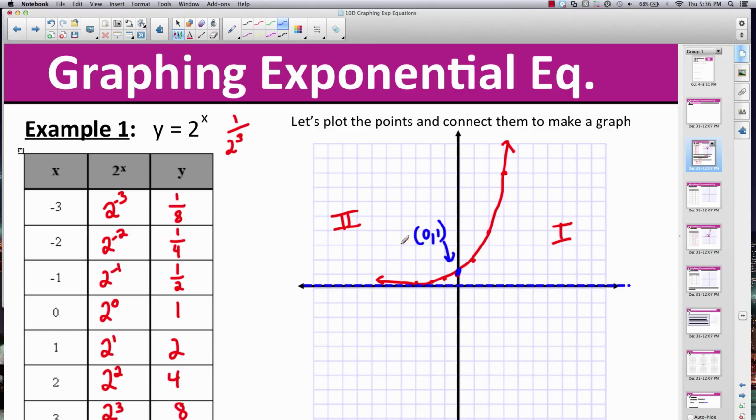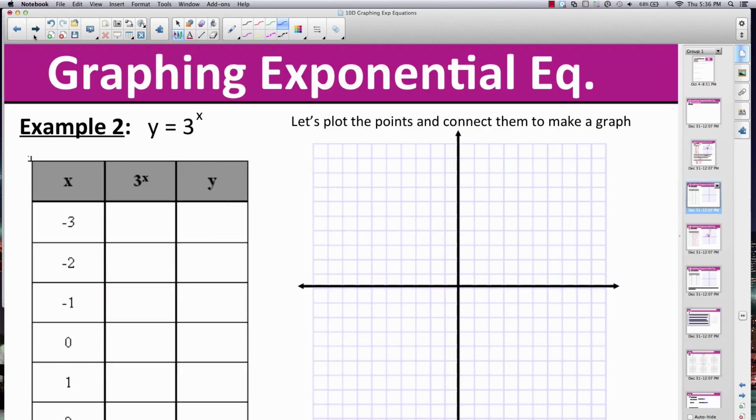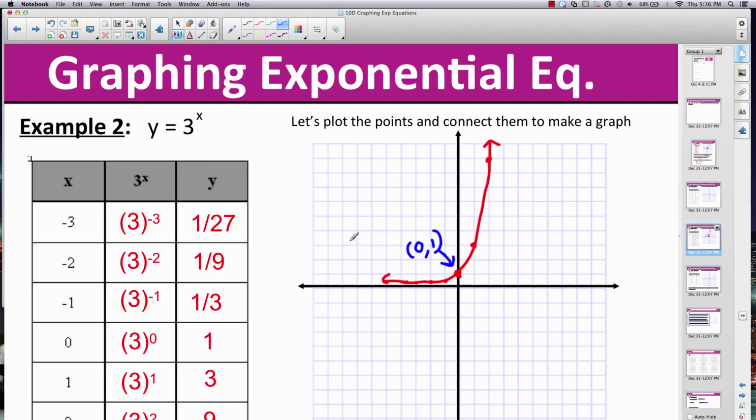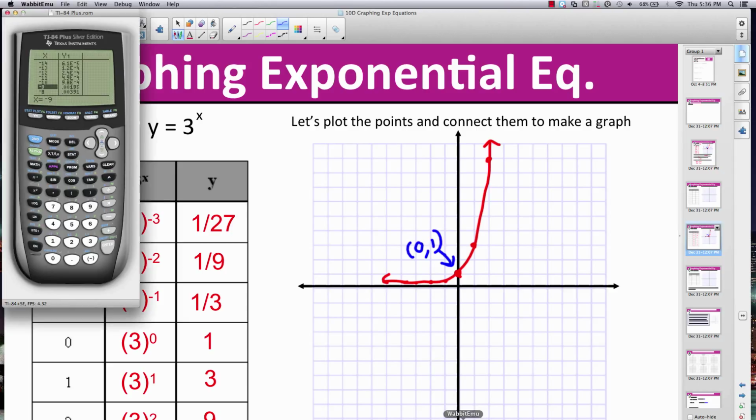That will always happen. Anything to the 0 power is 1, so 100 to the 0 is 1. -8 to the 0 is 1. An exponential equation graph will go through the point (0, 1) as long as there's no shifts or anything. So now you should have noticed also, let's graph maybe both of them. Put both on the same graph.